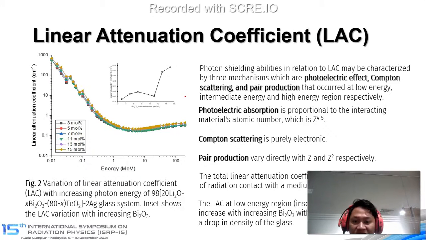So whenever the density of the glass decreases, it will also affect the radiation shielding properties of our glass sample. This is the linear attenuation coefficient of our glass sample. We have three regions with increasing photon energy that we observe: photoelectric absorption, Compton scattering, and pair production. For the increasing bismuth, we can see that the LAC, which indicates the total probability of radiation contact with a medium, is increased but has a drop at 11%. So it is due to the drop in density of the glass.